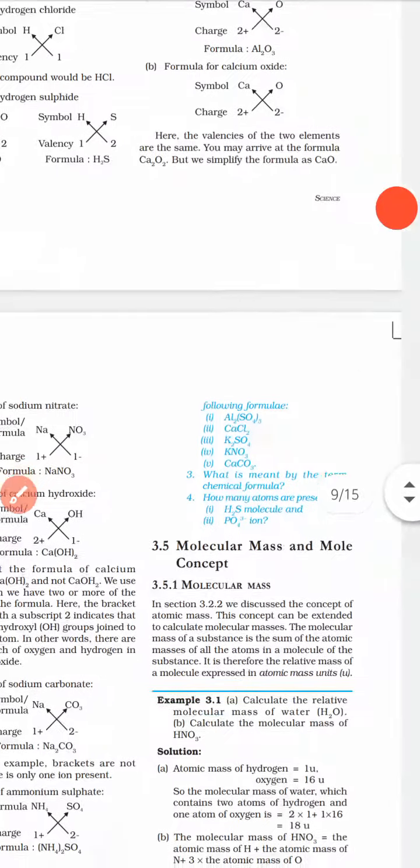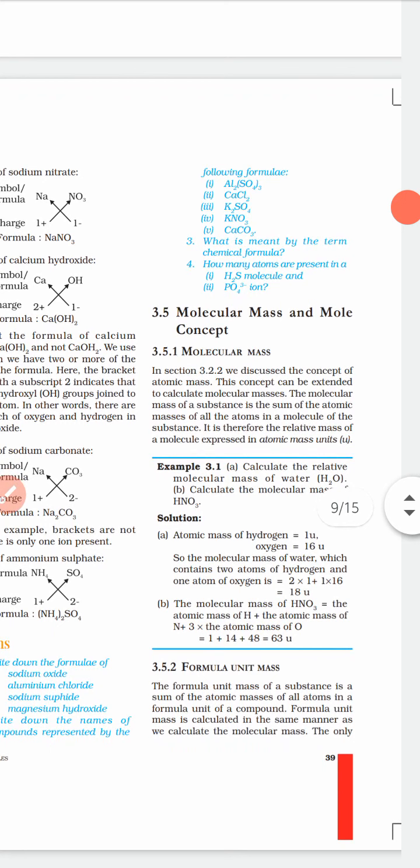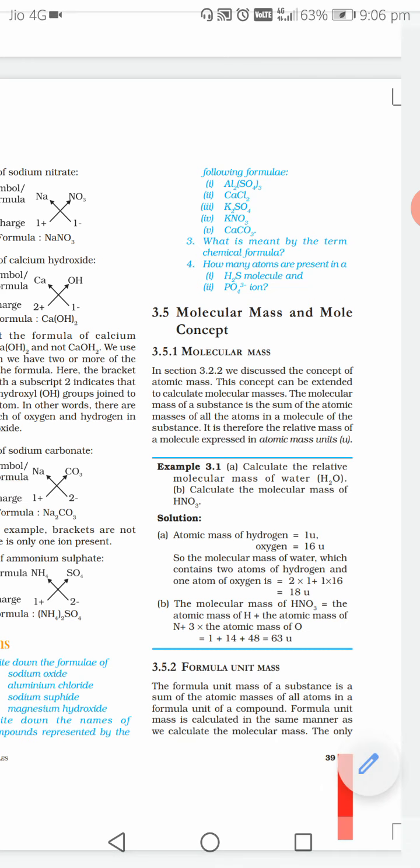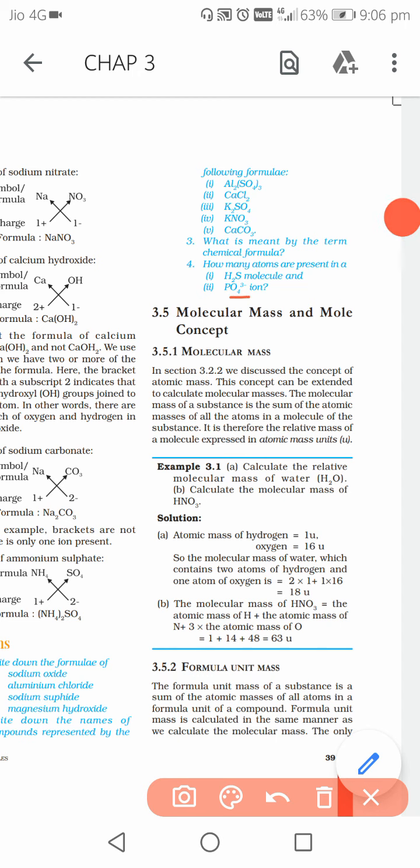Then next question is, how many atoms are present in an H2S molecule? H2S molecule, 2 hydrogen, 1 sulfur, so it will be 3. Next one, phosphorus 1, oxygen 4, so it is 5. Charge we don't see, no need to see charge, you just see 4 oxygen, 1 phosphorus, so it is 5. And the above one, 2 hydrogen, 1 sulfur, so it will be 3. Okay.